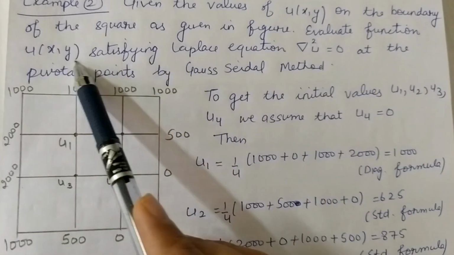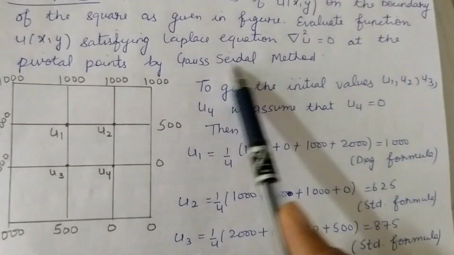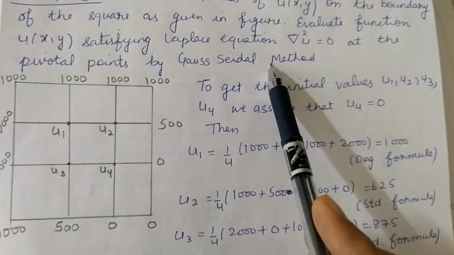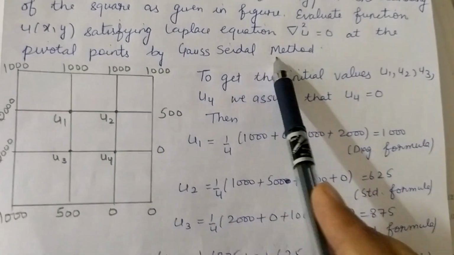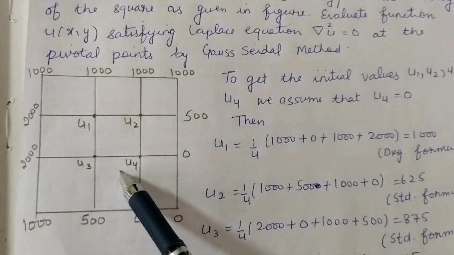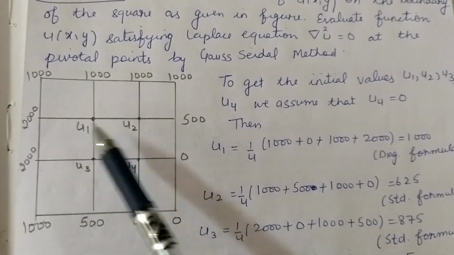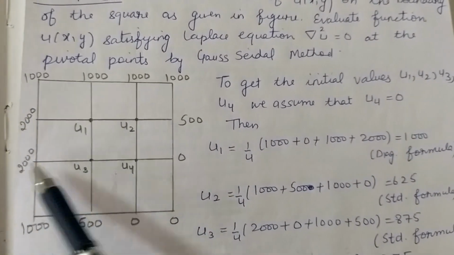And evaluate the function satisfying the Laplace equation. So this is the question for the Laplace equation, and we have to find out the iteration procedure using the Gauss-Seidel method. This is your question. This figure is given in the question, but if you look at this figure, you will find out that the boundary points are not symmetrical.